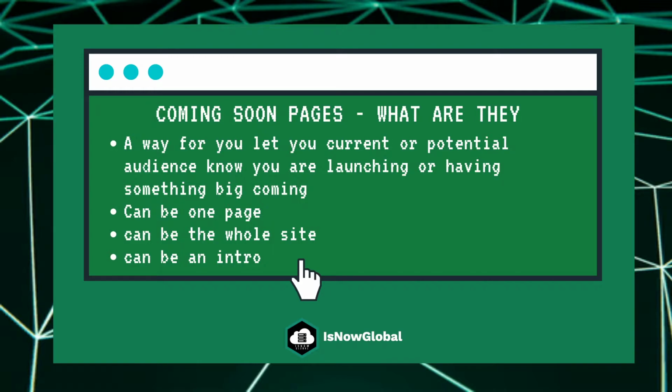The next one is that it can be the whole site. The one page and the whole site are kind of similar. The one page is if you already have a fully made site, you can create a new page that's a cover page, and if you're using WordPress, it's very simple to change your homepage and still have it linked back to your actual homepage.